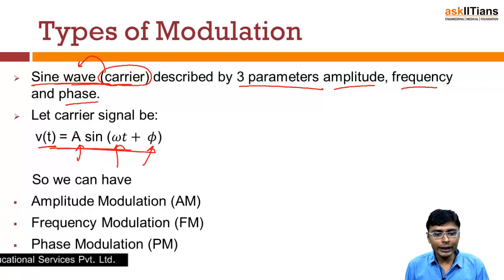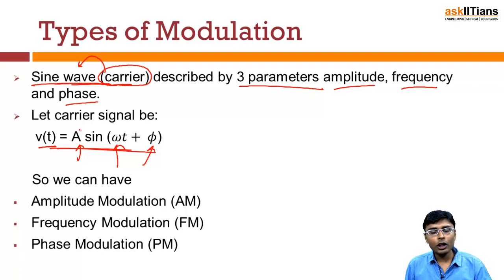Okay, so now we can change our information, which we want to transmit. That information we can send either by changing only the amplitude of this sine wave, or by changing the phase of this sine wave, or by changing the frequency of this sine wave.